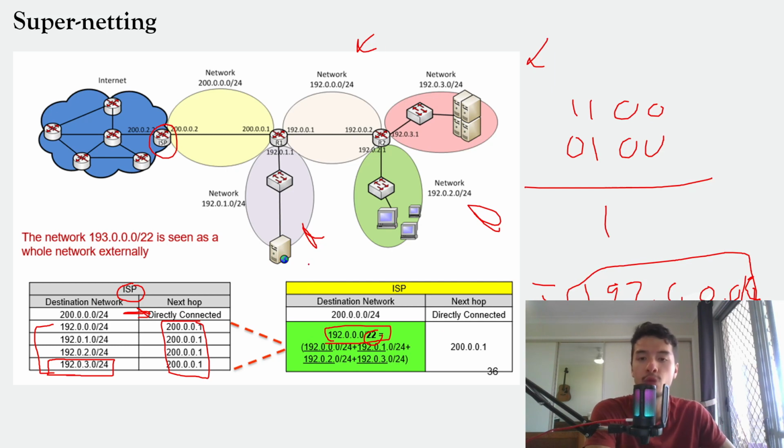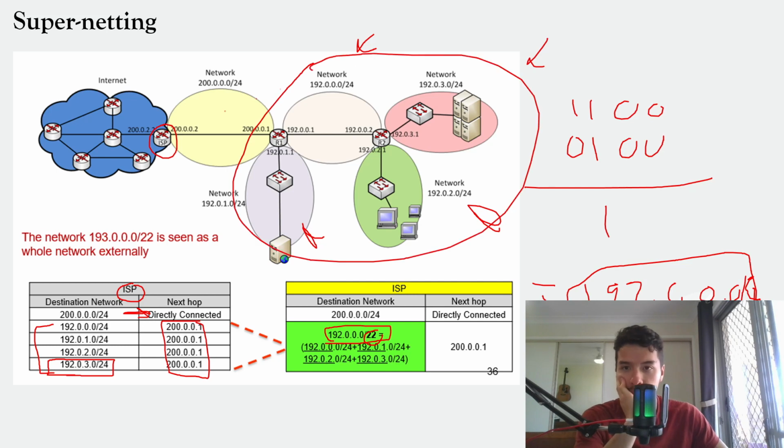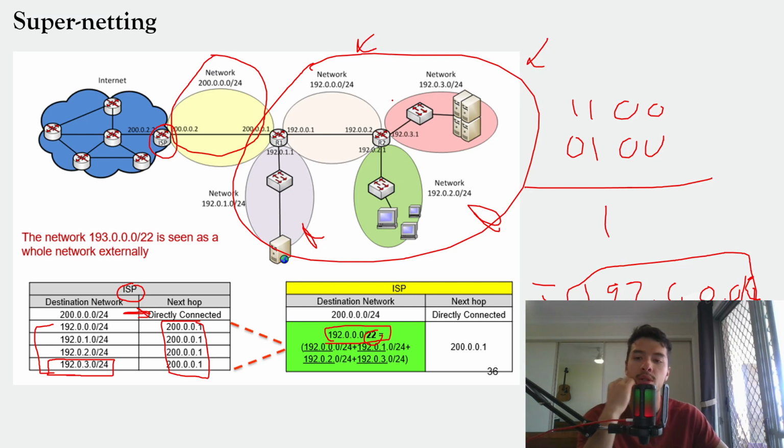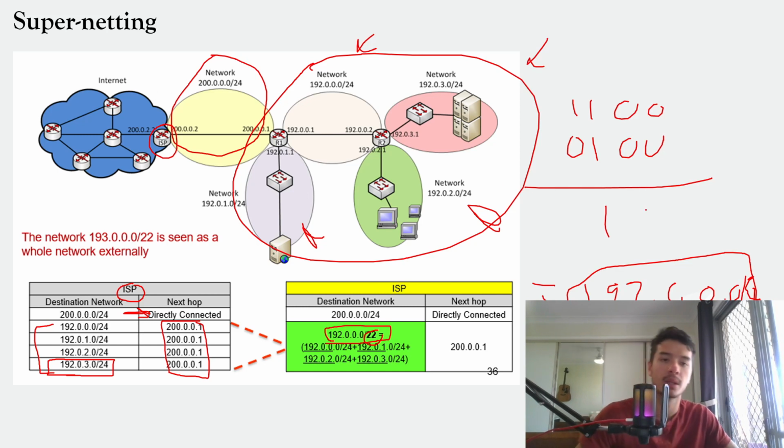So it means you only need to have 2 routing table entries for these networks right here. This network is a different network. It's not part of the subnet which has been set up here. So as you can see, that is one way you could do it. Hope that makes sense.